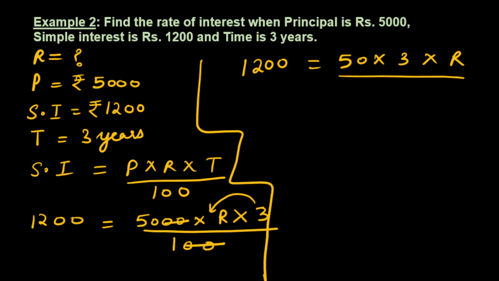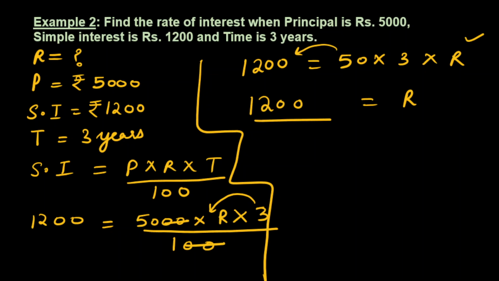Since nothing is there, we don't have to write 1. Now we have to shift. Whatever we have to find, we'll write on the same side, and the remaining things we will shift. 50 is getting multiplied. Whatever is getting multiplied on this side, when we shift it to the other side, it will get divided. So step by step we will shift.